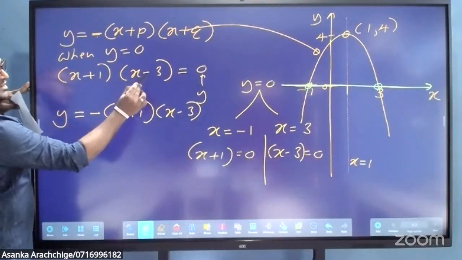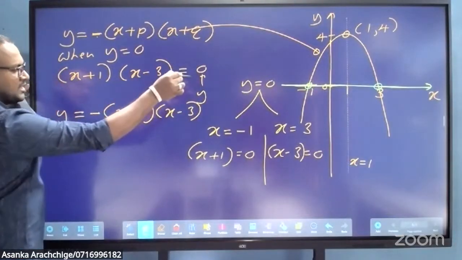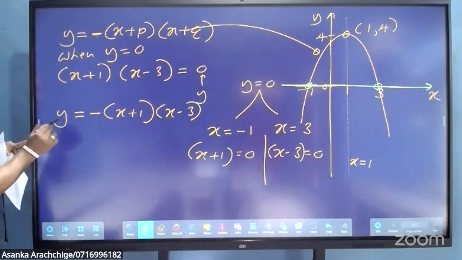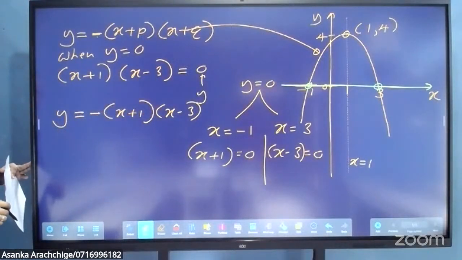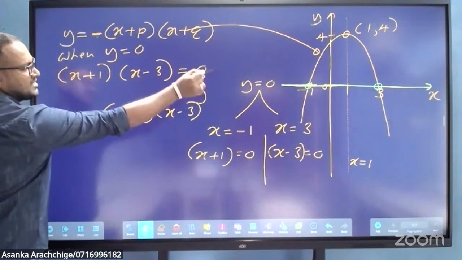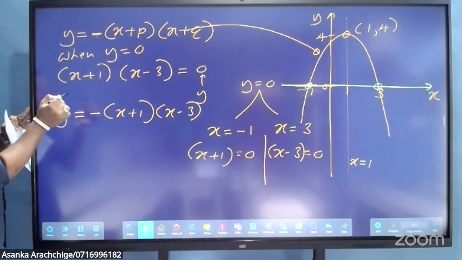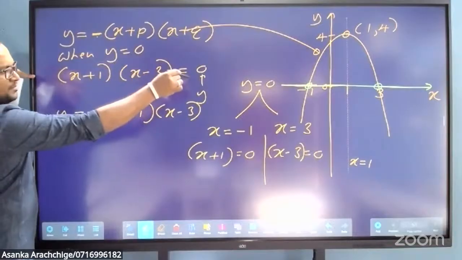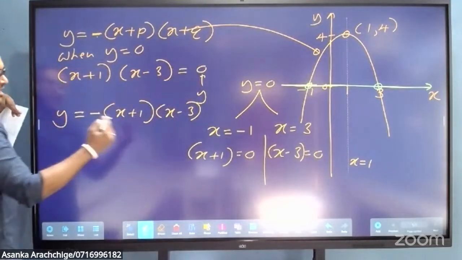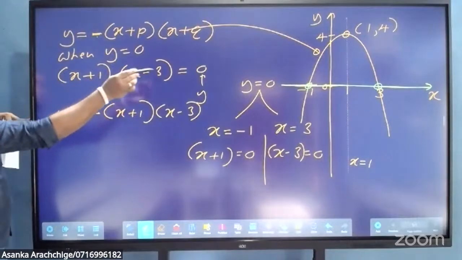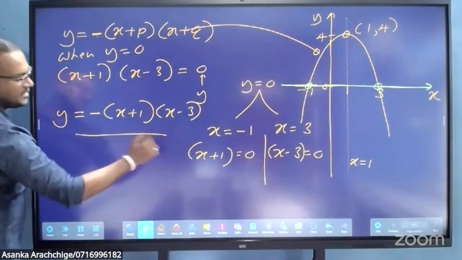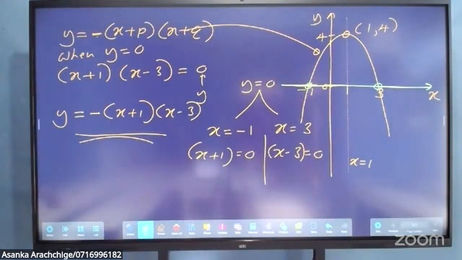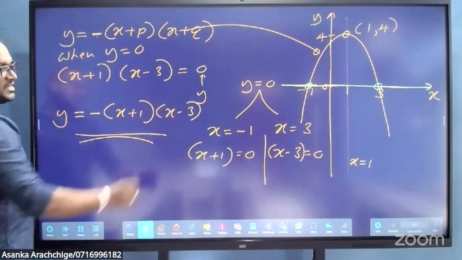මේ දෙකේ product එක බිංදුව වෙන්නේ y බිංදුව වෙනකොට. හැබැයි අනිත් වෙලාවට මෙතන y දාන්න පුළුවන්. මේක විශේෂ අවස්ථාවක්. This is a special occasion, right? At this moment y is equal to 0, then as common, instead of 0 you can put y. Therefore the answer is y equals minus x plus 1 times x minus 3. Therefore p is equal to 1, q is equal to minus 3.